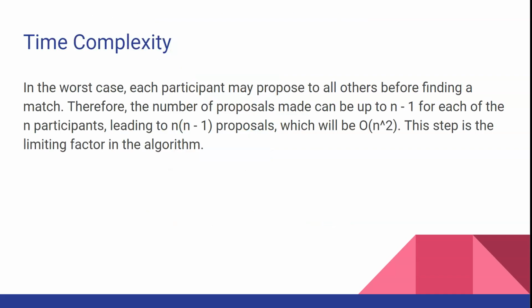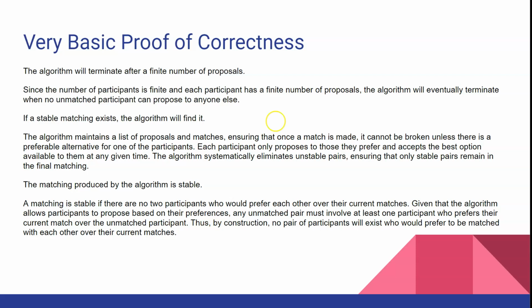So now to go over the time complexity of this algorithm, in the worst case, each participant will propose to all others before finding a match. So each participant will be making n-1 proposals for each of the n participants. So there will be n times n-1 total proposals. So this step will take O of n squared time, and it is the limiting factor in the algorithm. So the entire algorithm will be O of n squared, where n is the number of participants.